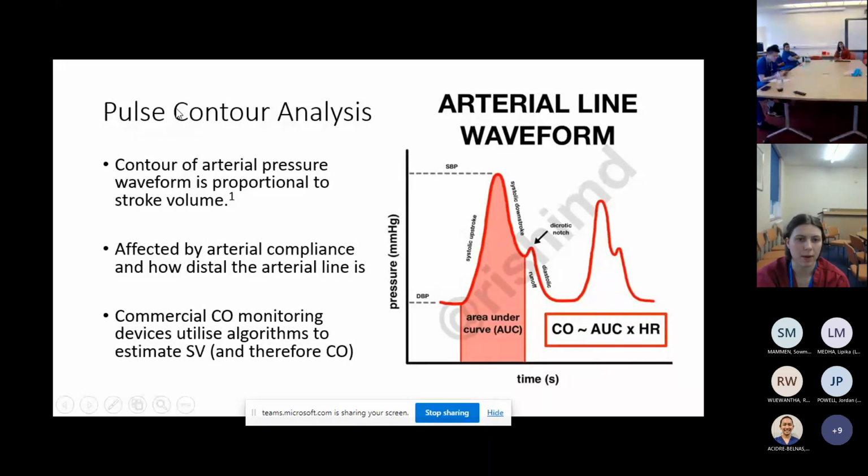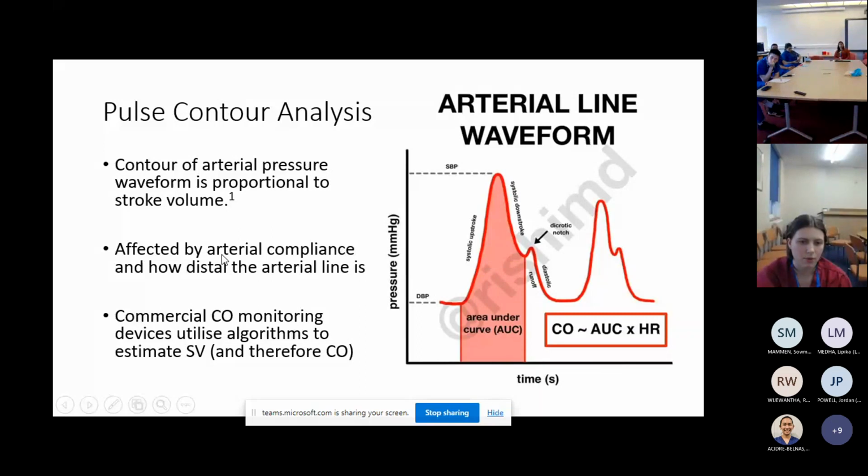So the first one I'm going to talk about is pulse contour analysis. This is based on the idea that the area under the curve of the arterial line waveform is proportional to the stroke volume. So you can figure out the stroke volume using an algorithm based on the arterial line waveform. And obviously, if you can estimate the stroke volume, then you can times that by the heart rate to get the cardiac output. This is really good because it can provide continuous cardiac output monitoring because you have a continuous arterial trace.